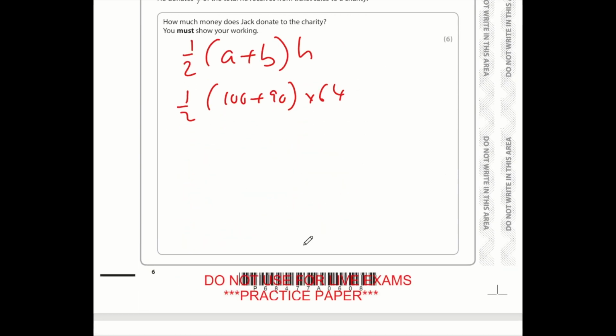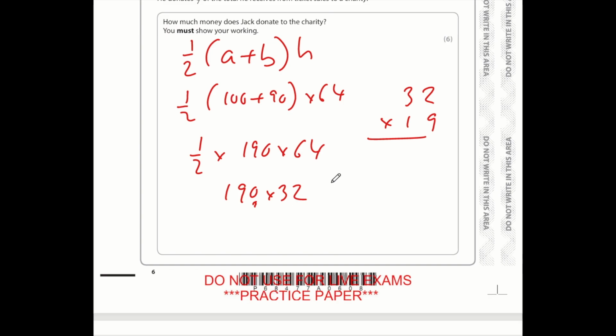Now 100 plus 90 is 190, so it's a half of 190 times 64. Okay, so I could do 190 times 64 and then half it, or I could just half the 64, or I could half the 90 if I wanted, and then that bit's done. So I'm going to half the 64, so that is 32. So now all I need to do is multiply these numbers together. So I'm going to do 32 times 19, and then just stick a 0. I mustn't forget to stick the 0 on the end.